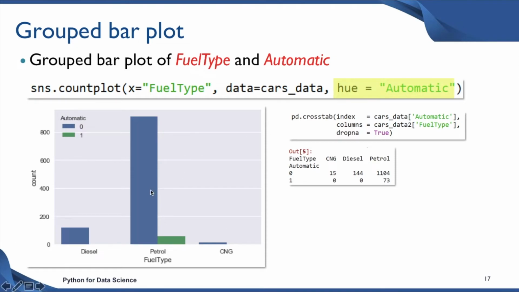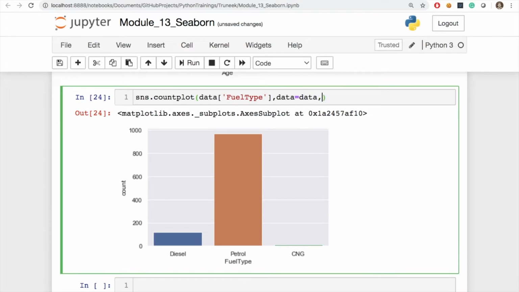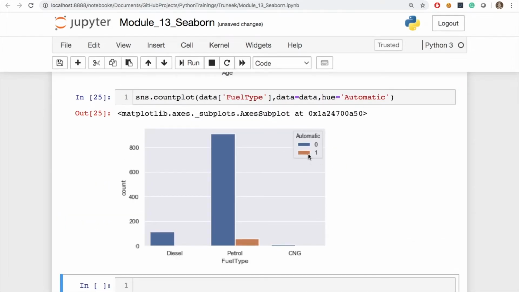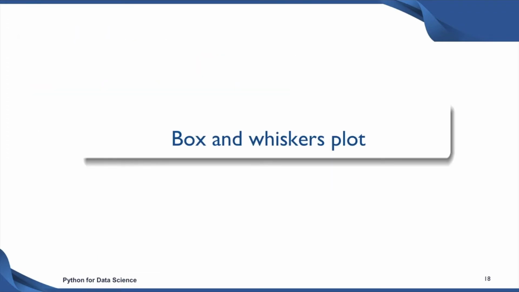The numerical data would be so large that it couldn't be represented in your graph. So better make sure that the hue factor is your categorical part, right? So here if we wanted to plot according to the hue factor, that is your automatic, that also we can represent it, and now you can see that your data has been represented according to the fuel types and also according to the automatic, that is 0 and 1, right? So this is known as your grouped bar plot.